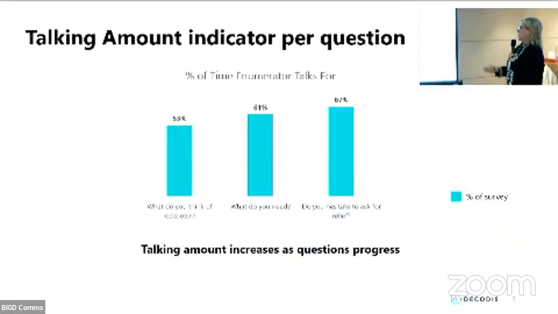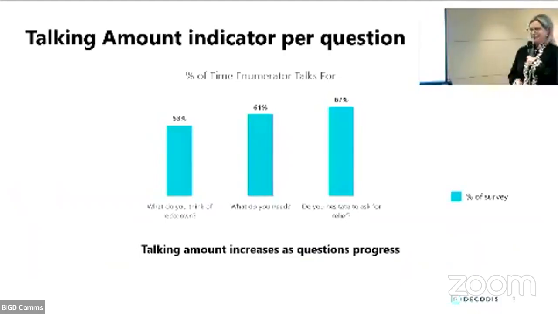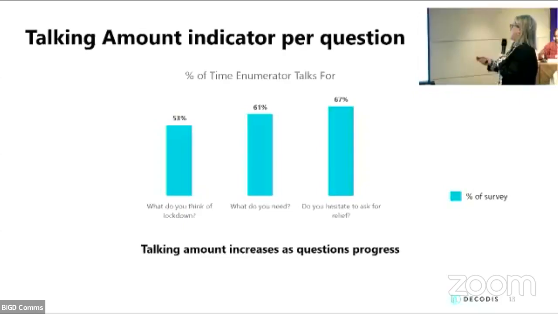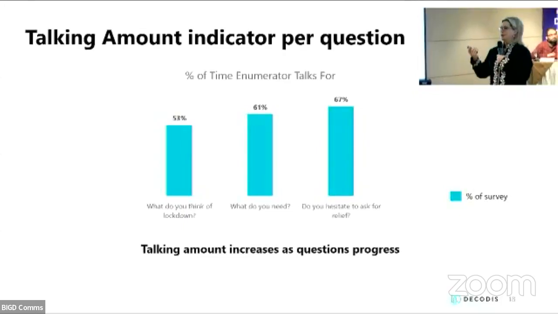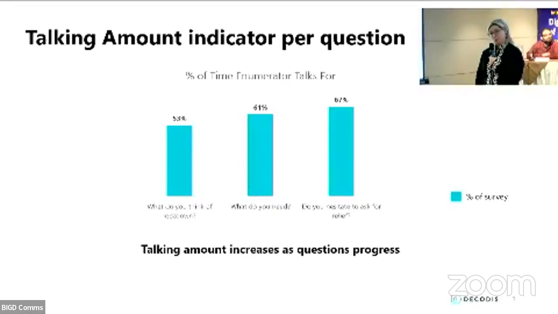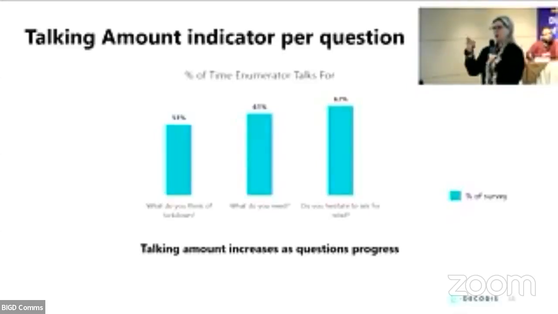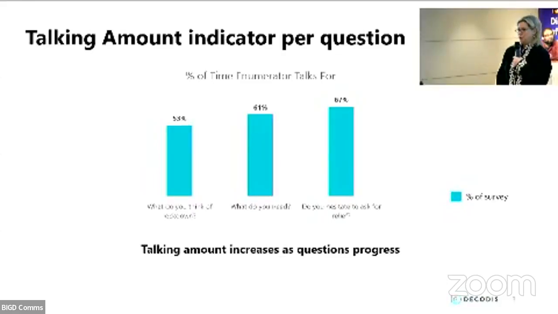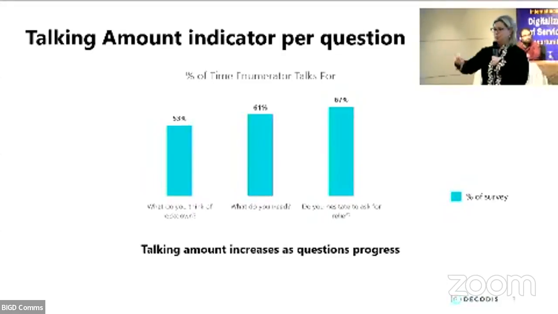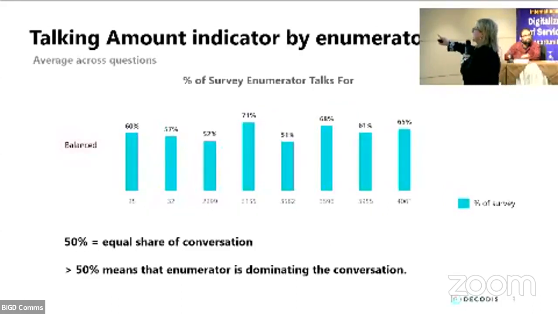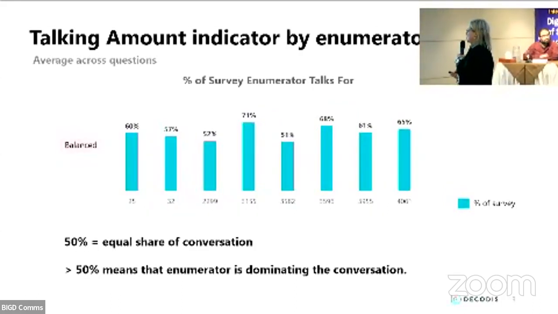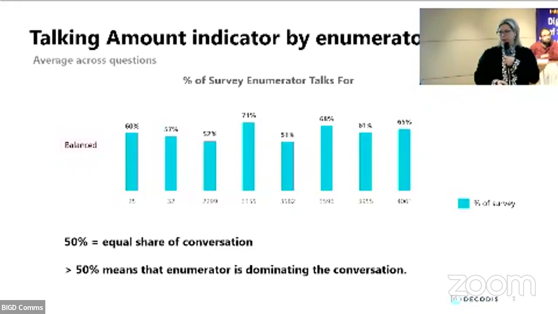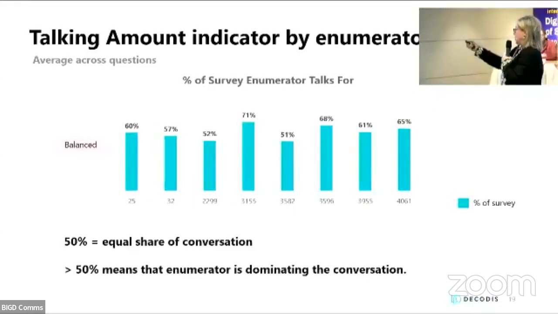First of all, enumerators talked more than respondents, and they did that more as the survey went on. If you imagine, the job of an enumerator is pretty boring, and it's kind of rough. They need to keep up that energy level, but their energy level drops towards the end of the survey, and they're trying to prompt these respondents along. This is the percent that the enumerator talks for: always more than 50%. These are the enumerators on the bottom.